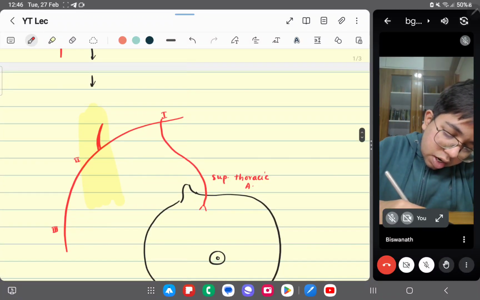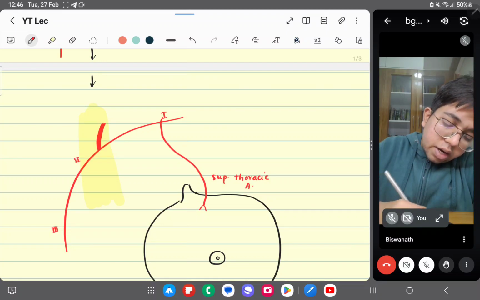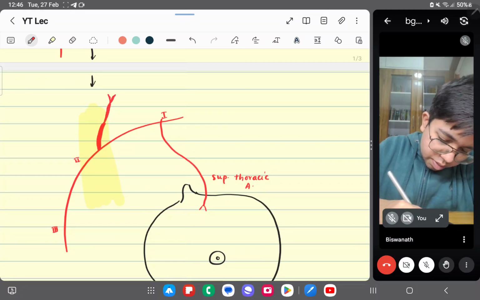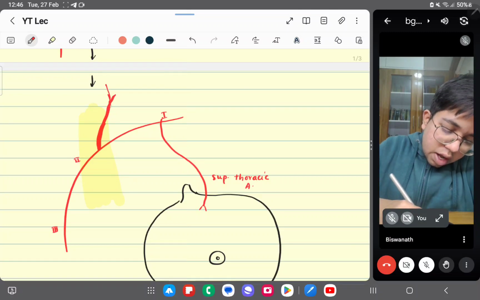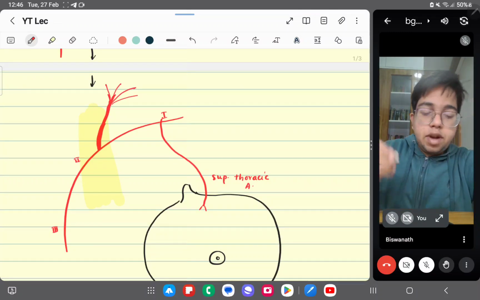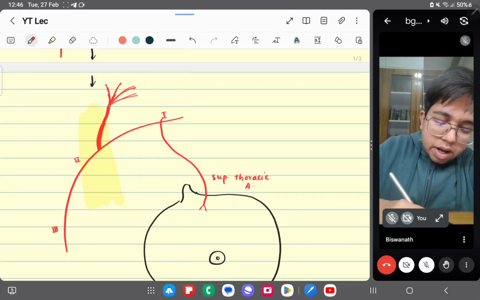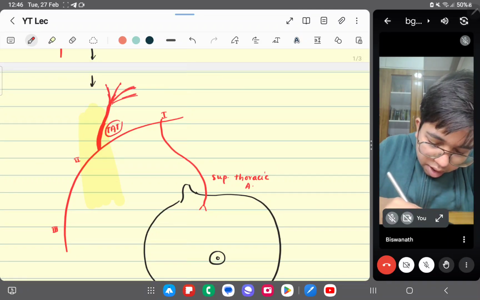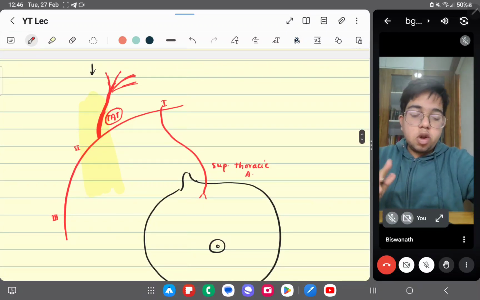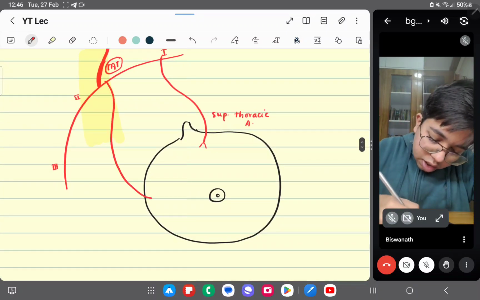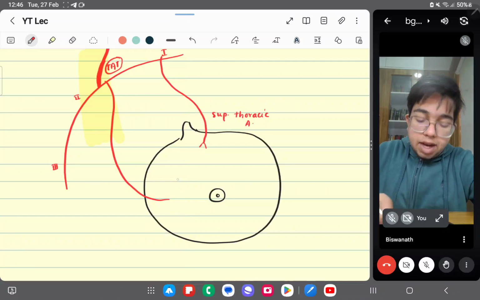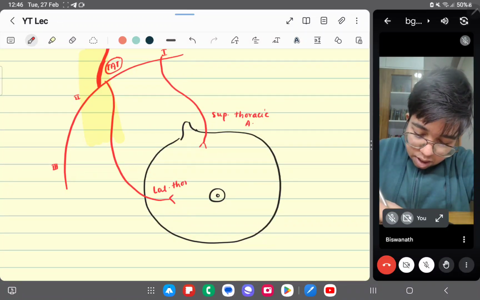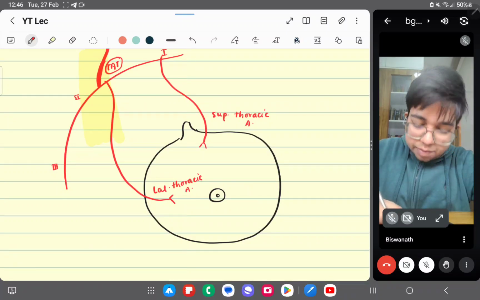One is your trunk. I'm doing it a bit thicker because it's a trunk. And this trunk has four branches. I will name the four branches in a bit and name the trunk as well. This is called the thoracoacromial trunk. I'm writing TAC. Thoracoacromial trunk. And another artery is called the lateral thoracic artery, which is given like this, again to the breast. Lateral thoracic artery.